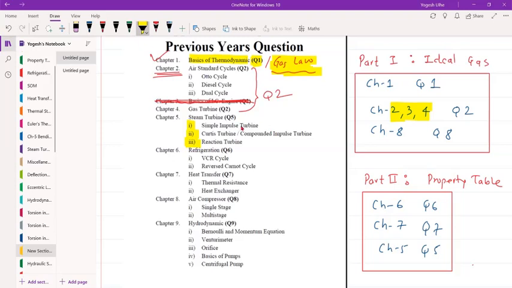First of all, we will start with the simple impulse turbine. Then we will go for the Curtis turbine. And then at the end, the reaction turbine.